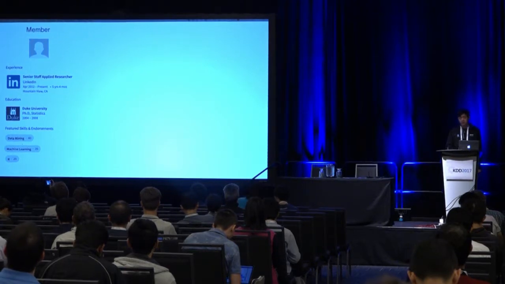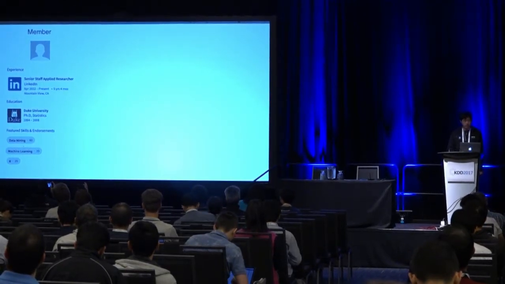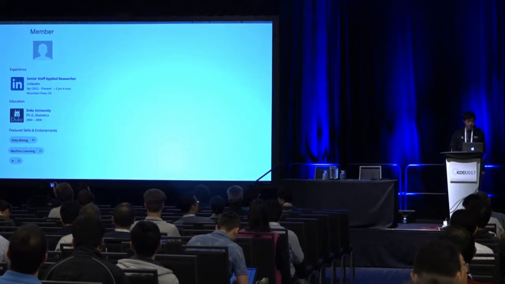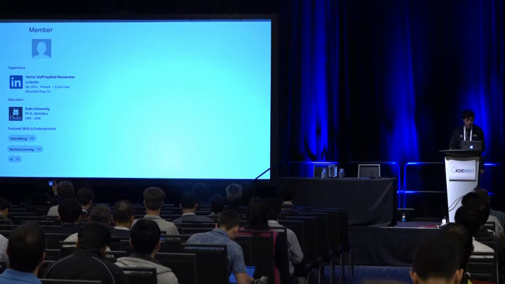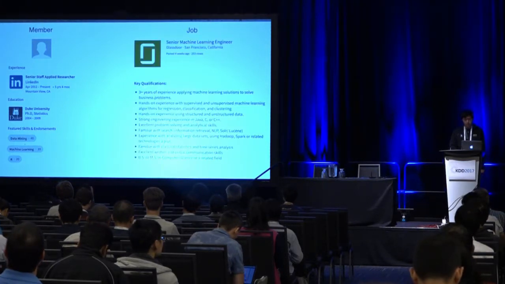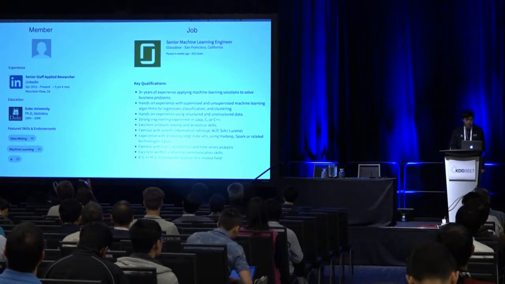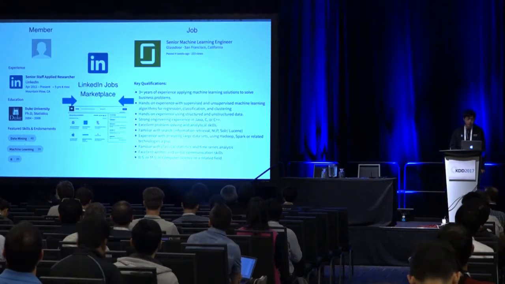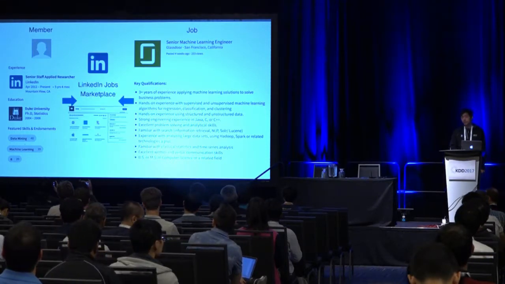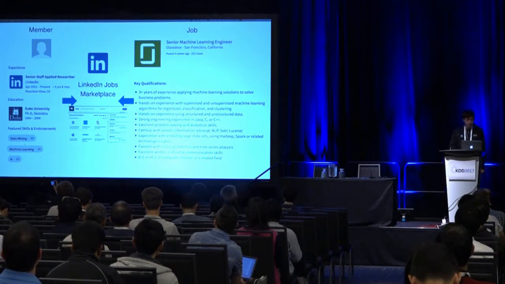So how does it work? At a high level, it works this way. Suppose you have a member, which is me. We look at the title, we look at education, we look at skills, we look at everything on your profile, which is public. And on the other side, we also look at the jobs, and we are trying to do a good matching and determine the relevance score. Finally, we are able to find good jobs and recommend them to our members.